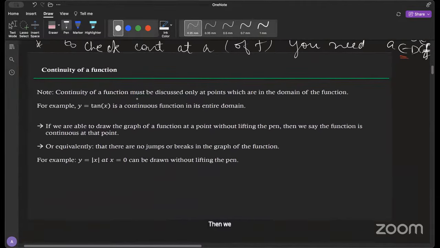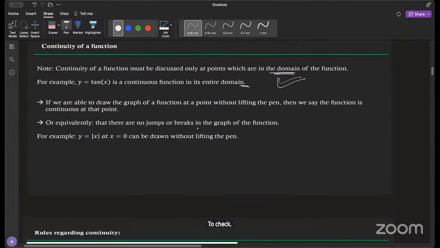Then we have this thing. So let's say you have points which are in the domain of the function. This is the very first point here: continuity has to be discussed only at the points in the domain. We've already discussed this point in detail here. I hope this point is clear to everyone. It just states that you need to have the point in the domain to check the continuity at that point. And then this one is not always true.